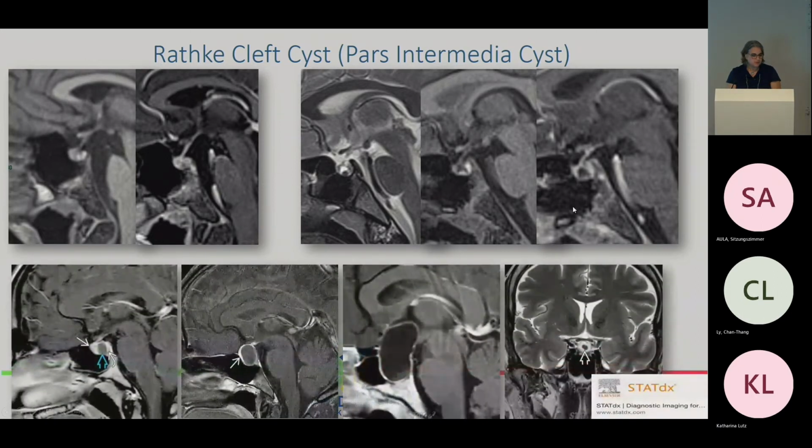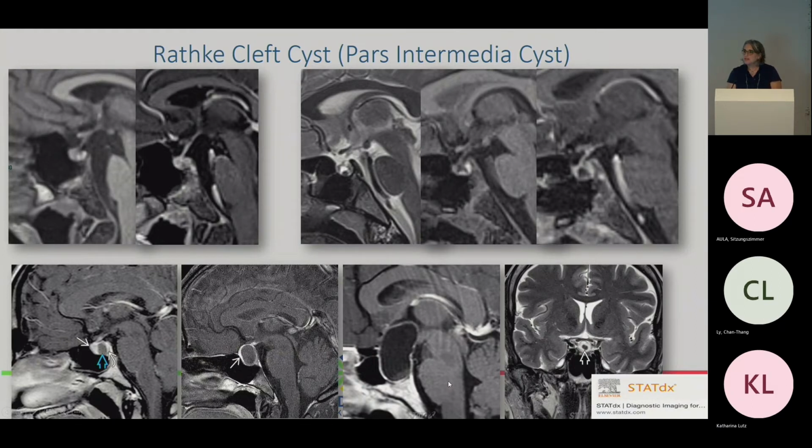And of course, there is a range. This is a set of images from the StatPearls site showing all of these were called Rathke cleft cysts. They can be quite large, as you see here. This is a case that was felt to be a craniopharyngioma, was resected and found to be a Rathke cleft cyst.